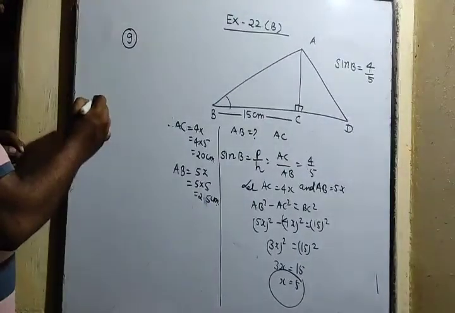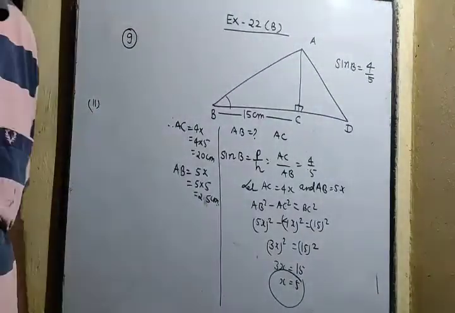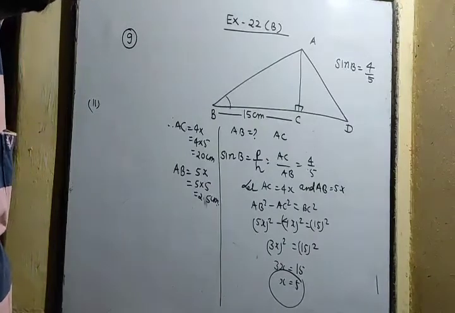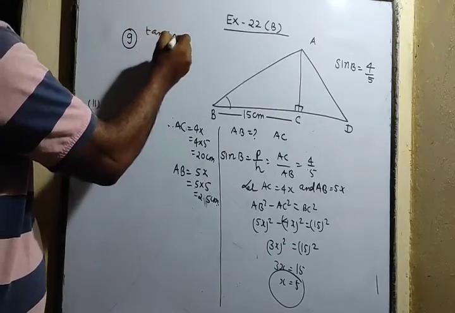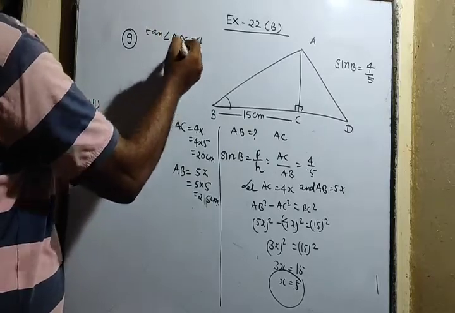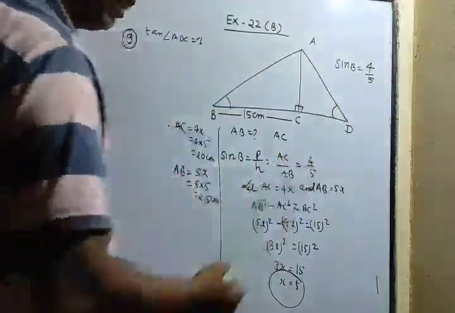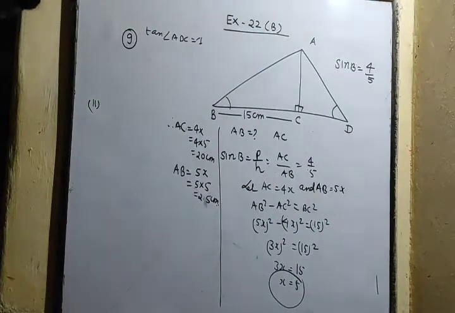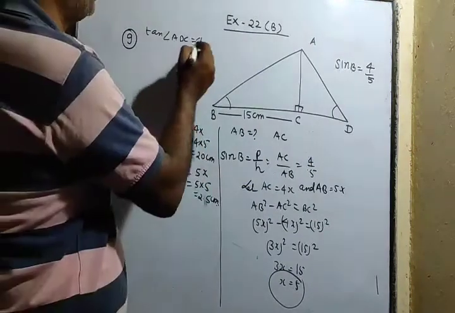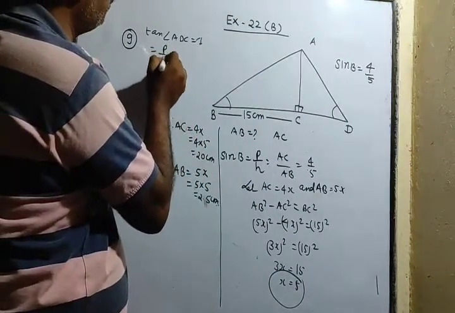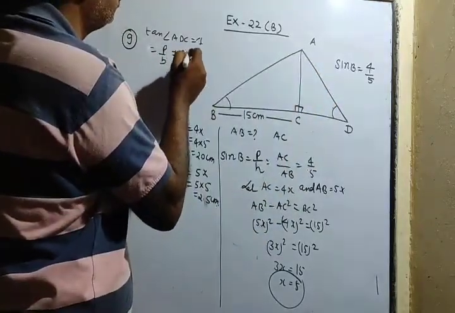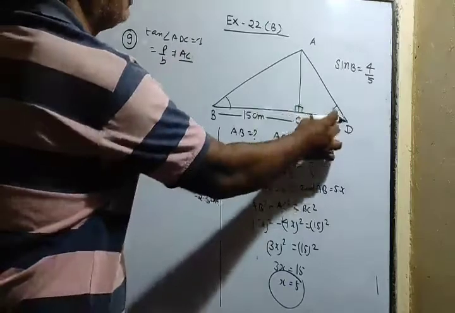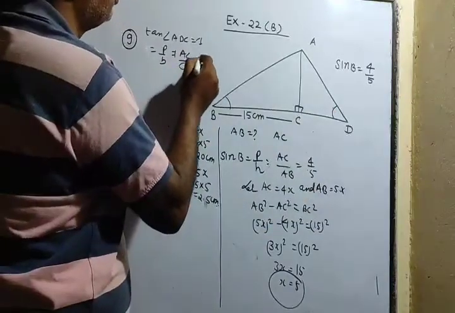Now we are coming to the second part of the question. It is writing, now if tan ADC is equal to 1, given tan angle ADC is equal to 1, you have to find the value of CD and AD. So tan ADC is equal to how much? P by B, and for this angle ADC, P is AC and B is how much? CD, that is equal to 1.